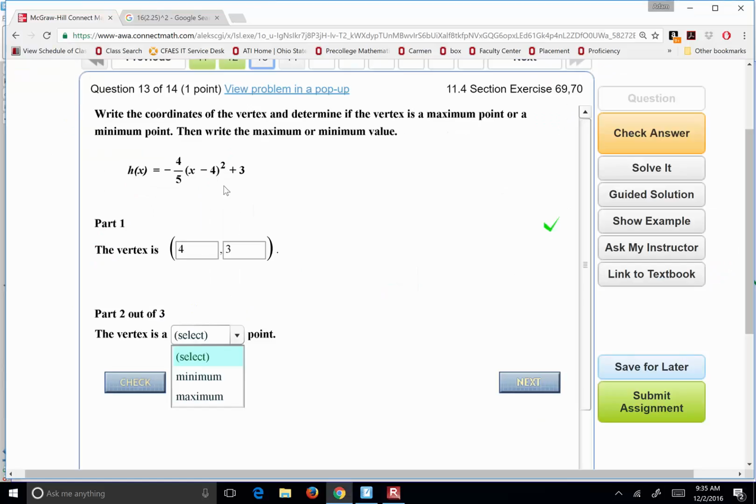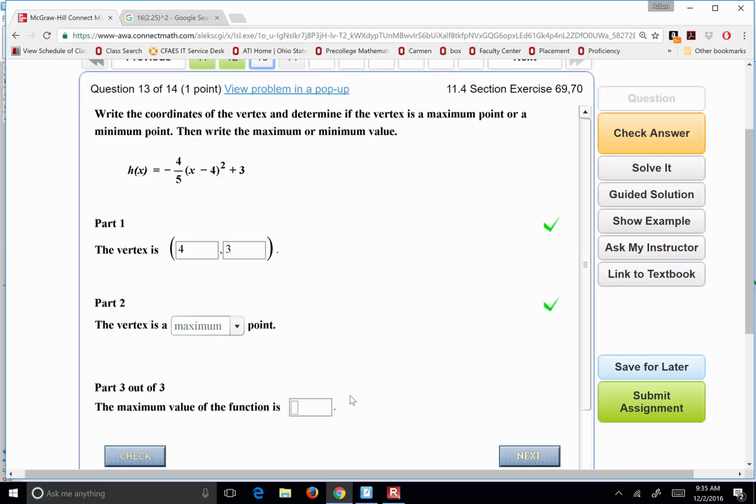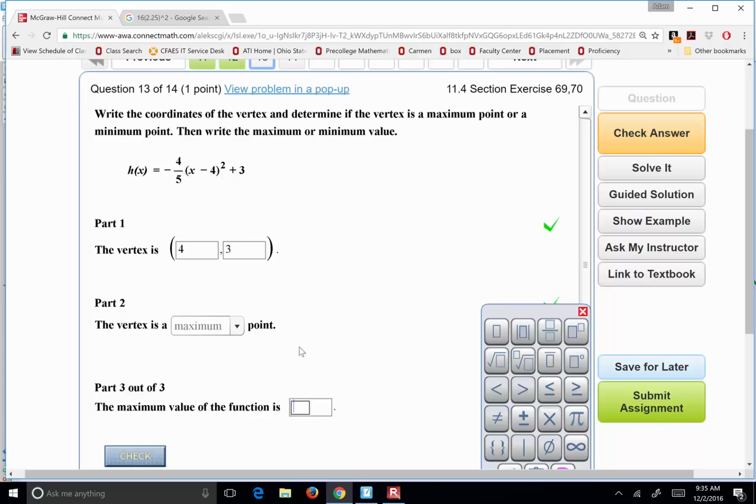What if you don't have a picture? What tells you in this equation you have a maximum or minimum? Or if the beginning is negative. Right. If this number in front is a positive number, then it's a minimum. If it's a negative, like this question, negative number, then it's a maximum. So this is a maximum point. And that maximum value is always the second coordinate or the number on the very end.